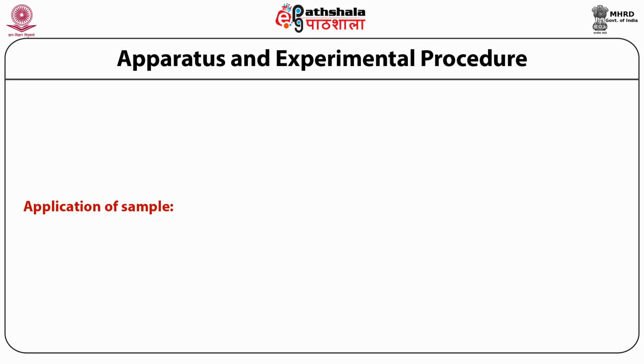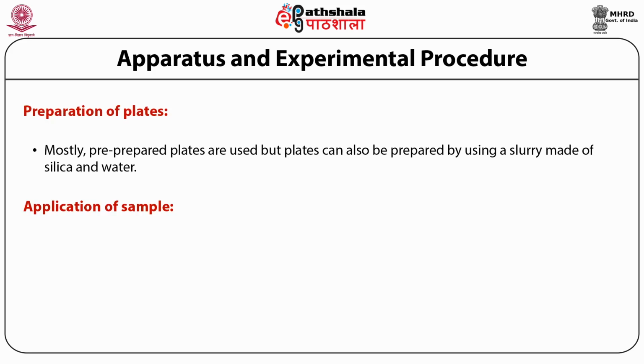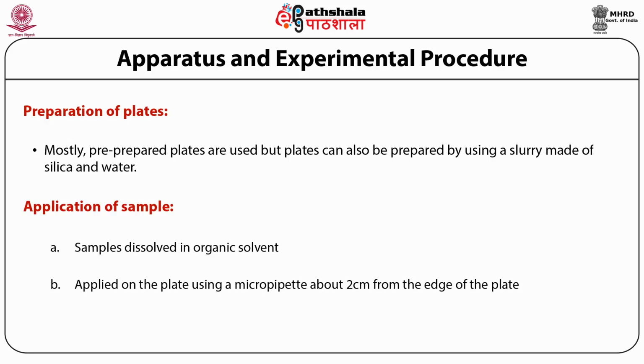So here you see the different steps that are done in order to start running a TLC plate. So first step would be the preparation of plates, as I've already discussed. You can either make your own plates or you can have pre-prepared plates bought from a company. And in both cases, a slurry made of silica and water is spread onto these plates. So silica is the adsorbent and the stationary phase in any of those TLC plates. The sample is dissolved in organic solvent and applied on one edge of the plate using a micropipette. About 12 to 15 samples can be applied as discrete spots on one TLC plate.